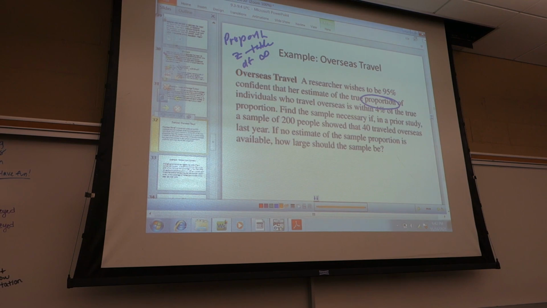Is this hypothesis or confidence interval? Confidence interval. How do you know that? It says estimate. Yeah, there you go. Everyone put your finger on it. Good.